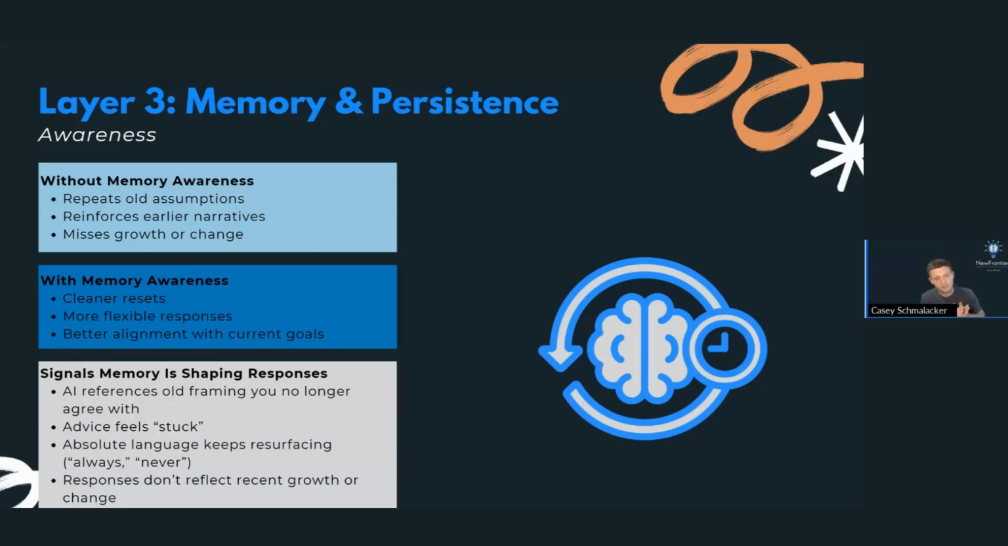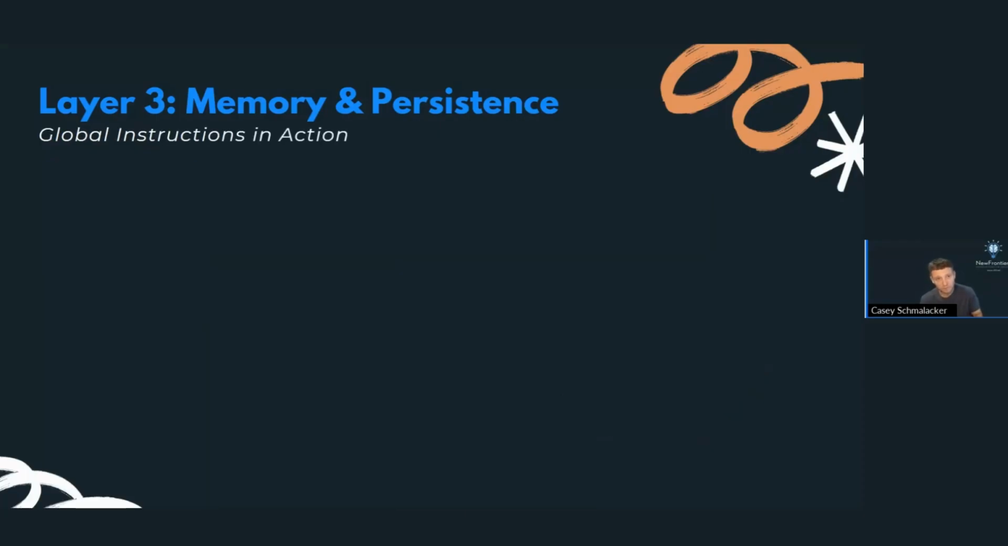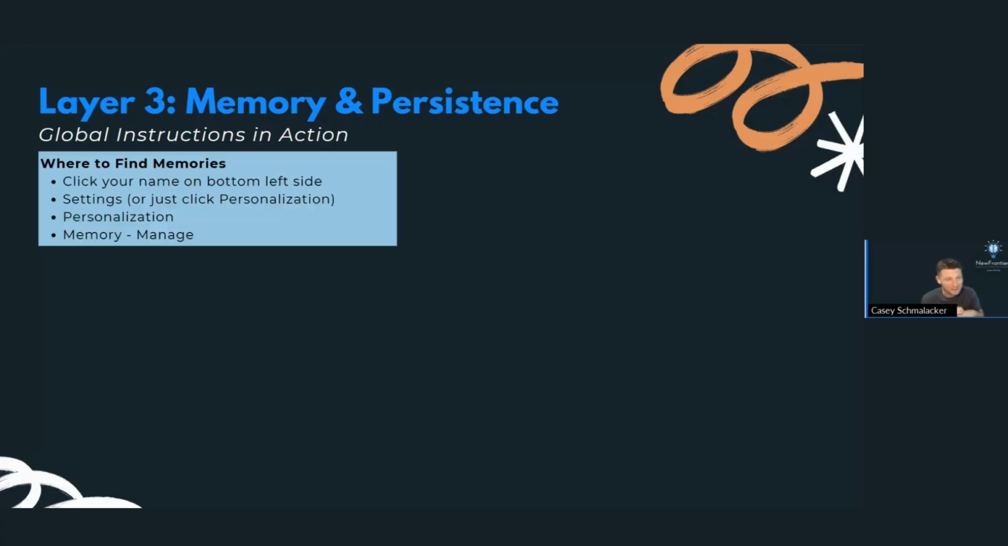Signals that your memory is shaping responses: AI may reference old framing you no longer agree with, a different state of mind. Advice can feel stuck. Absolute language keeps resurfacing, always and never. Or responses don't reflect recent growth or change. This persistence can increase both usefulness but also risk. Again, another type of global instruction stuck throughout. It was global, but this is memory and persistence in action.